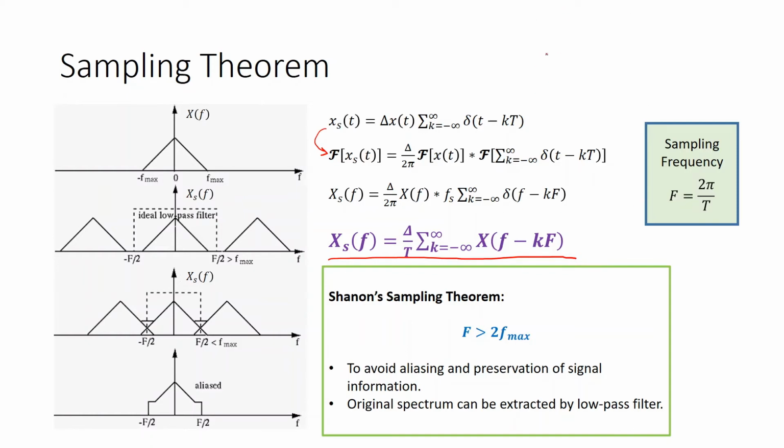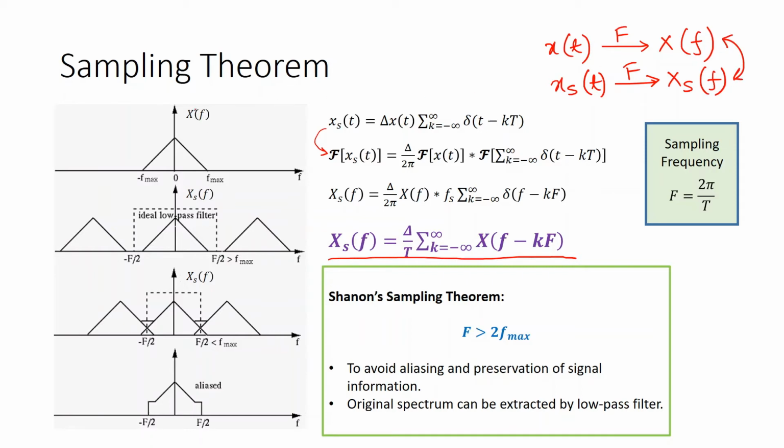So actually there are two things. One is the unsampled signal. You have taken the Fourier transform of that and you are getting X(f). Then there is the sampled signal, and you are doing a Fourier transform of that and you are getting X_s(f). Now what is the relationship between X(f) and X_s(f)?